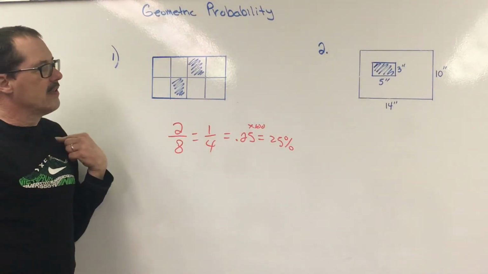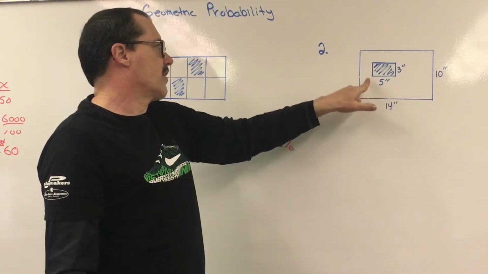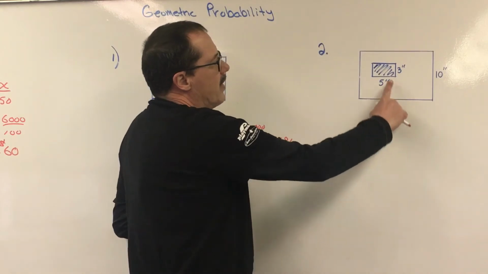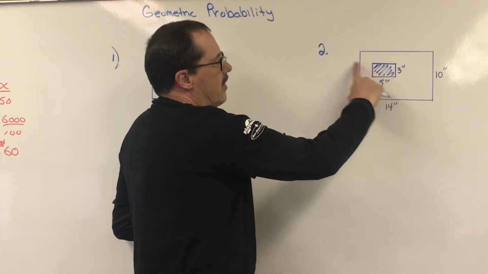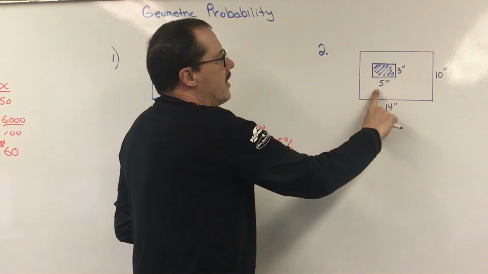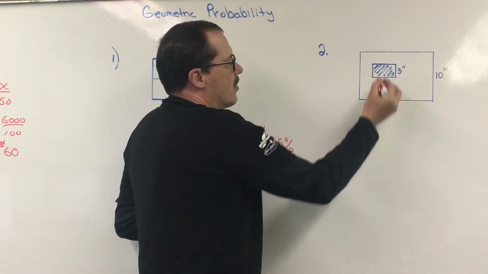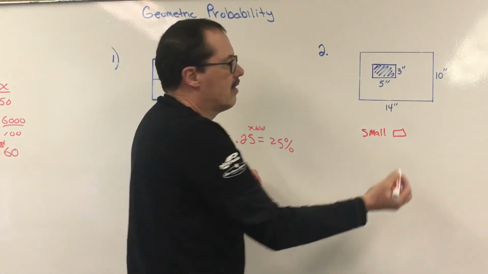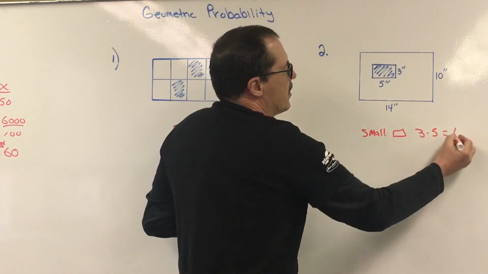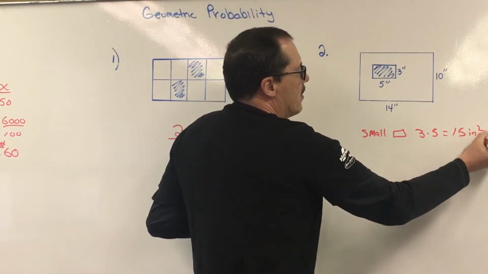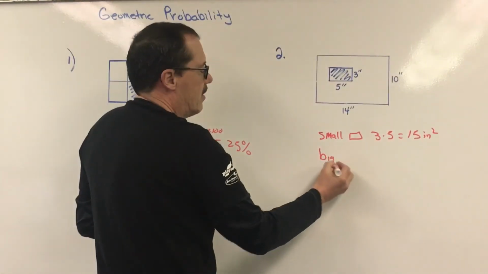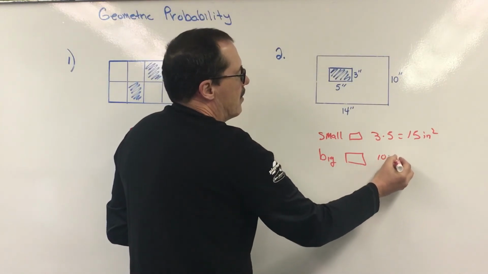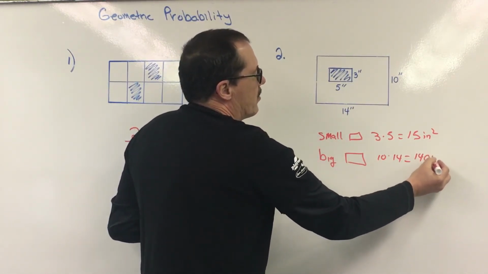Our second example is over here with this square and rectangle. Actually, they're both rectangles. And our probability, we're trying to figure out what's the chance that we would hit this little tiny square, or rectangle, inside the big rectangle. So the first thing I would do is figure out the area of this. So the area of the small rectangle would be 3 times 5, which equals 15 inches squared. And of the big rectangle, it would be 10 times 14, which equals 140 inches squared.